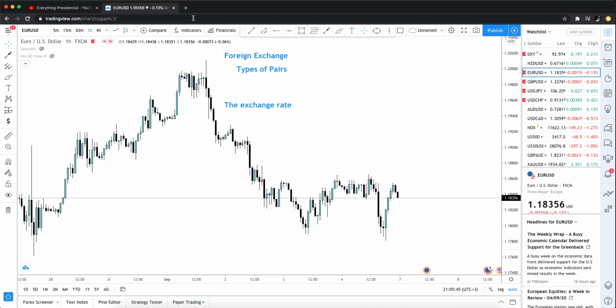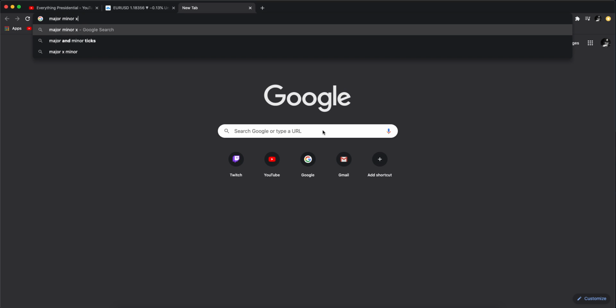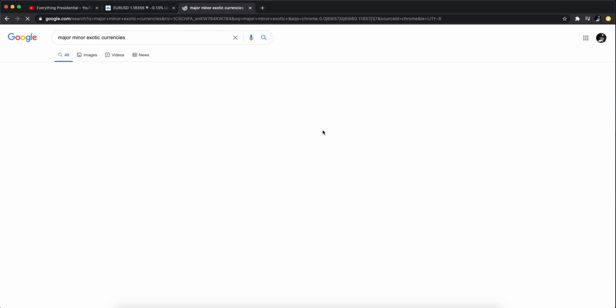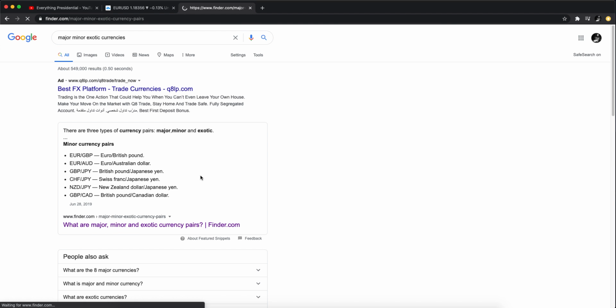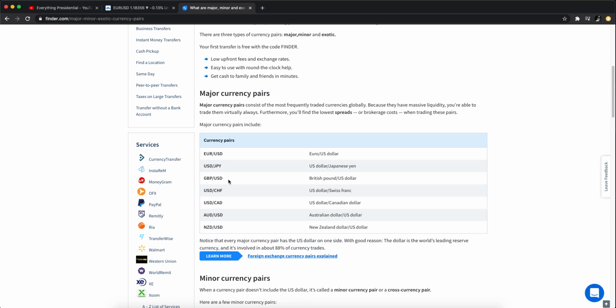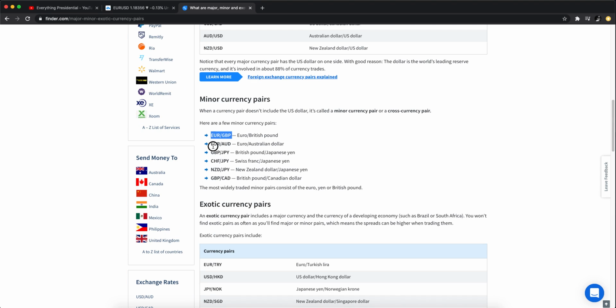And then we have the minors. Let me actually show you guys. Major, minor, exotic currencies. If we type this on Google, we go to finder.com right here. These are the major currency pairs: Euro USD, USD JPY, GBP USD, USD CHF, USD CAD, AUD USD, and NZD USD. People like to add these last three currencies to the list as well, which I think makes sense. And then we have the minors: Euro GBP, Euro AUD, GBP JPY, CHF, and all these. And then we have the exotics.